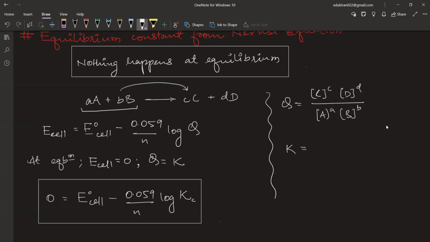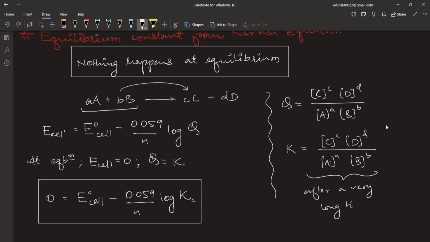So K is what? K is also the same thing: C to the power of C, D to the power of D, A to the power of A, and B to the power of B. But this is after a very long time, that means at equilibrium, when nothing is happening. And what is this Q? This is in general at any time.